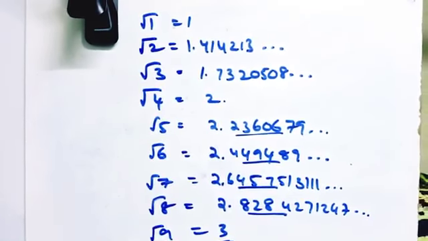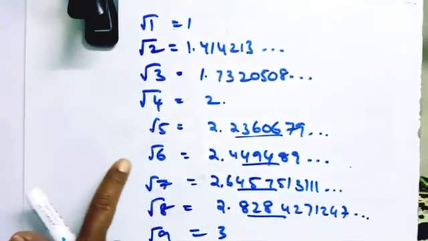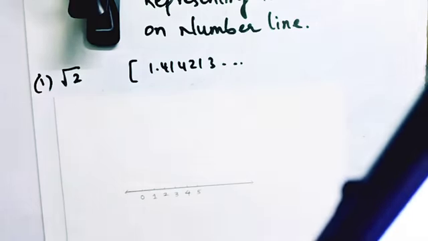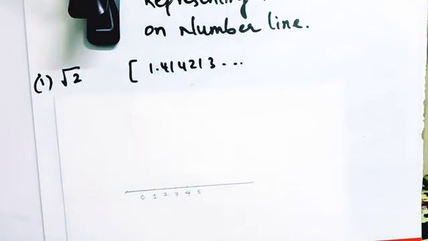Now we will go on to representing these irrational numbers on the number line. Now I'm locating root 2 on the number line. We already know the root 2 value is 1.414213. Here we have different decimals in the decimal part, so we can't write it directly on the number line. To get root 2 on the number line, first of all we need to draw a unit square OABC on the number line with each side 1 unit length.